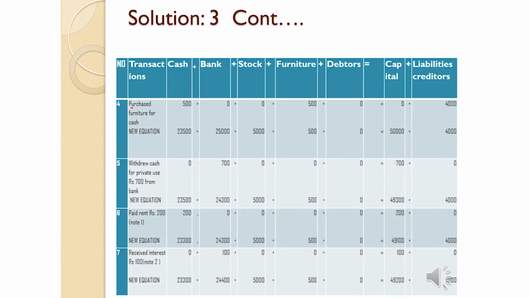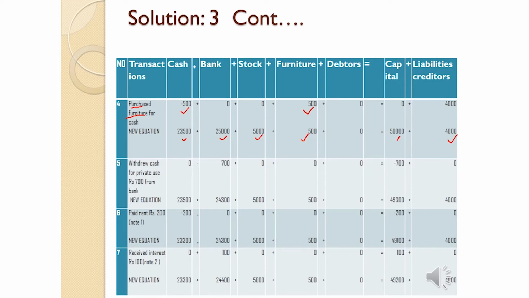Here we have purchased the furniture, that is an asset for the business. So here cash value decreased by rupees 500. Here furniture value increased, so asset will be increased 500. The capital is the same amount. Then the equation: already we have cash 23,500, bank balance 25,000, stock balance 5,000. Here furniture value now is increased 500. Already the capital amount is 50,000. Creditors amount is 4,000. There is no effect on the liabilities.